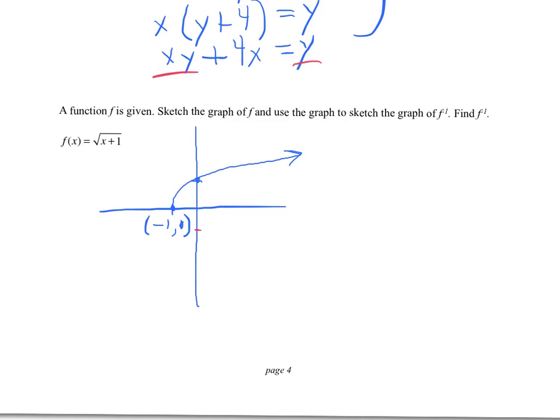Similarly, this point is 0, 1. So f inverse is going to have the point 1, 0. So it's going to have that point right there. So these 2 points are going to be on f inverse. So what you see is that this point moves to here, this point moves to here, and what we're going to end up with is a graph that looks like this. That's the graph of the inverse function of the square root of x plus 1.